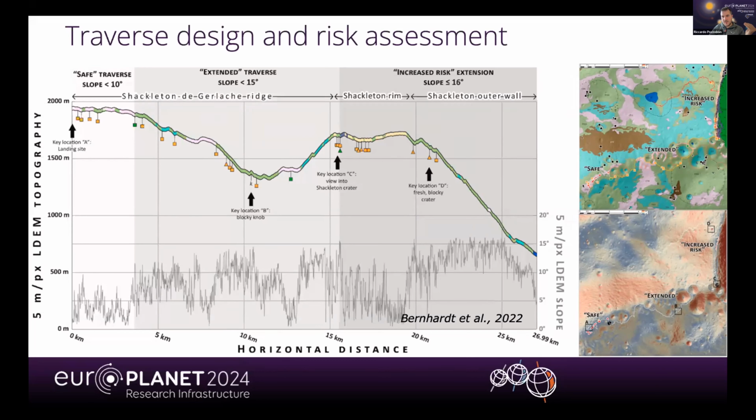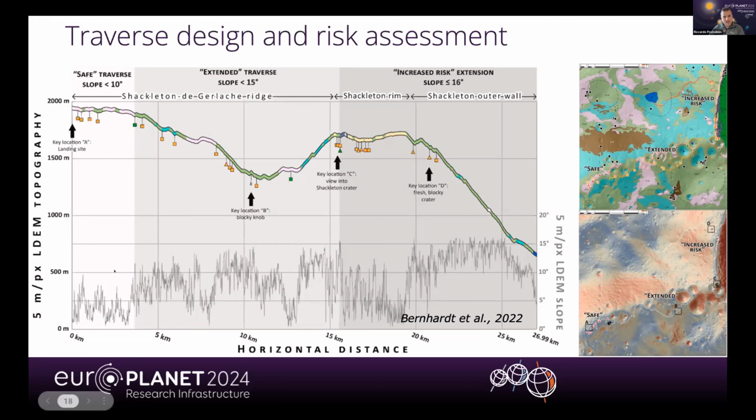This path is traversing different geomorphologic units, so the topographic profile is color-coded according to the geomorphologic units that are traversed. Okay, so you are traversing the pink one, and then the green one, and then again the pink one. Then you arrive here, which is the Shackleton rim, in yellow, and then you go down this slope.